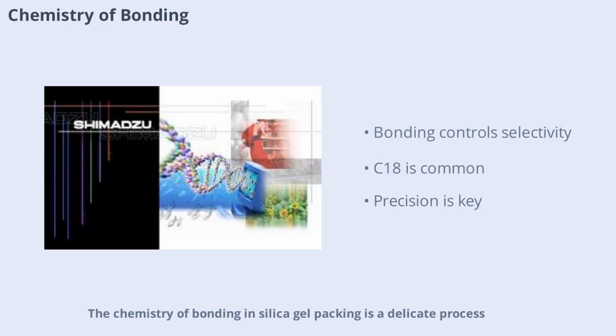Chemistry of bonding in silica gel packing is a delicate process. It involves controlling the diameter, shape, and porosity of the particles during preparation. The bonding process attaches functional groups such as C18 chains to the silica surface, which determines the column's selectivity and retention characteristics. Proper bonding chemistry is essential for achieving high performance and reproducibility.